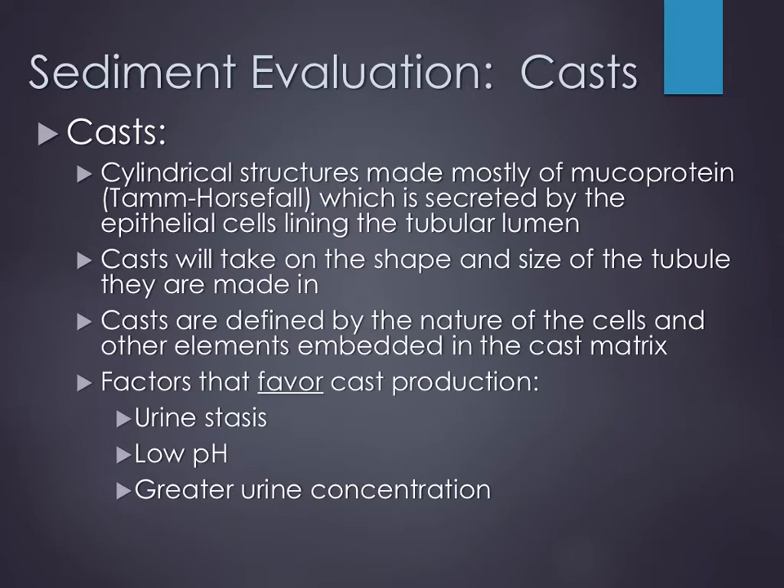Casts are defined by the nature of the cells from which they come and other elements that are embedded in the cast matrix. Now, things that will favor cast production are urine that's been sitting around in the GU tract for a while, low pH of the urine, and high concentration urine that's really concentrated will make you prone to developing these casts.